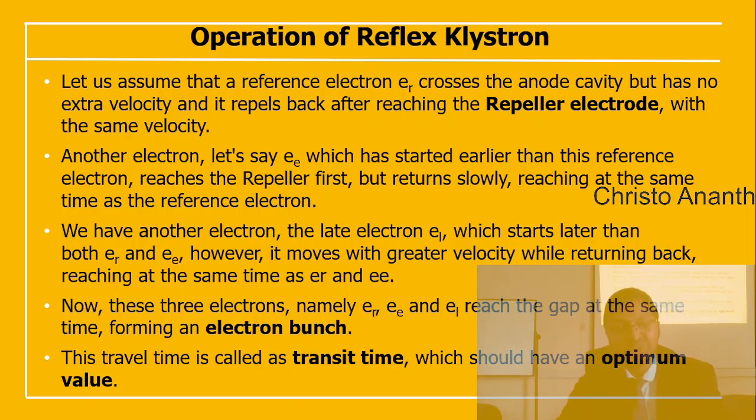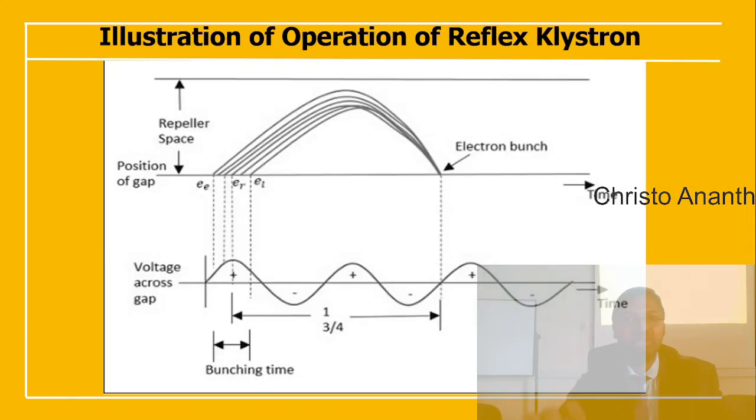So, this travel time, you can call it the transit time, will have an optimum value. Here we will have, as I told you, the electron bunch, EE, ER, EL. This is the repeller space, and this is the position of the gap. So, we'll have this electron bunch over here.